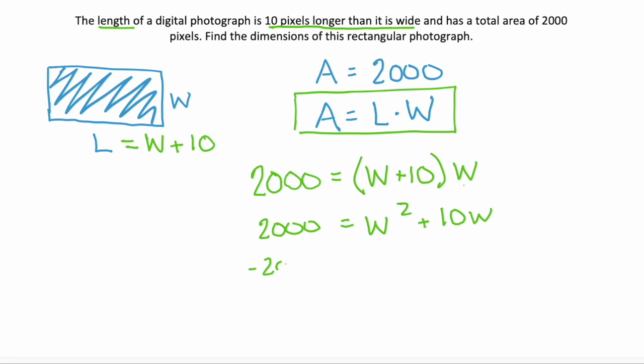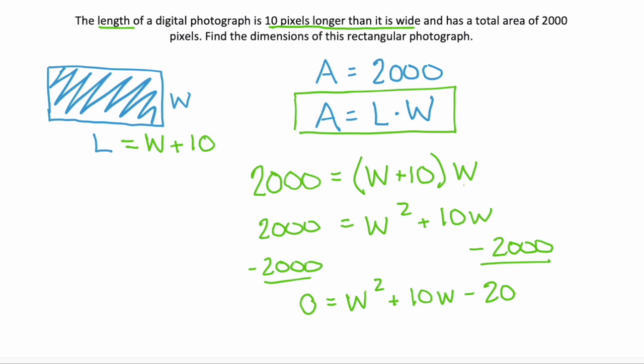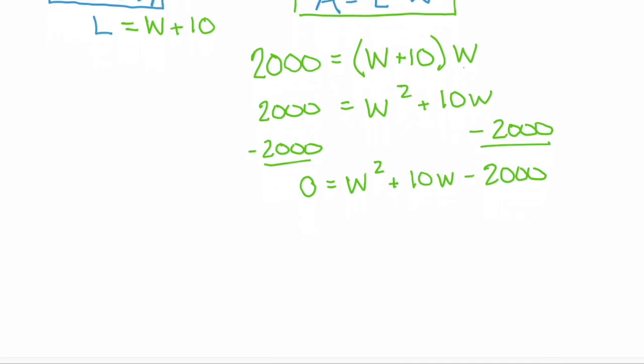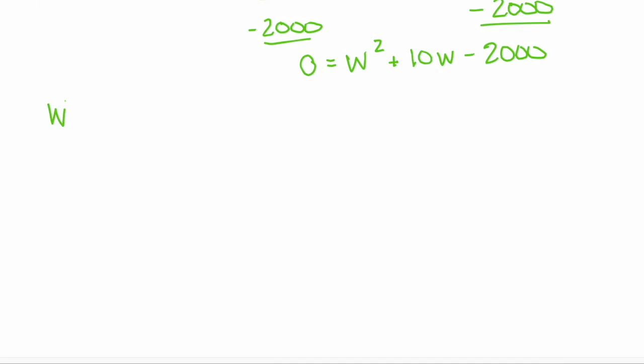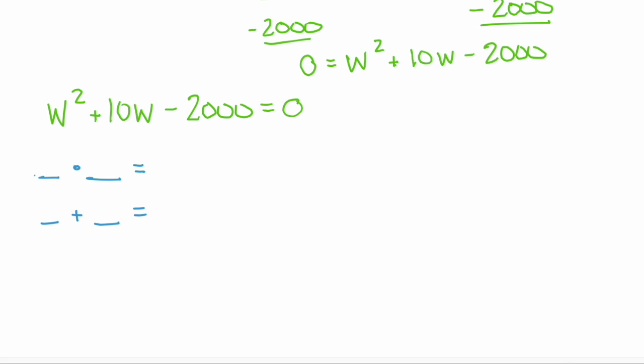Now we want to subtract the 2,000 from both sides. That gives us 0 equals w squared plus 10w minus 2,000. Or, because both sides are equal, we can write it as w squared plus 10w minus 2,000 equals 0. Now we need to factor this so that we can solve for w. Our leading coefficient is 1, so we're going to find the values that this factors to fill in our binomials.